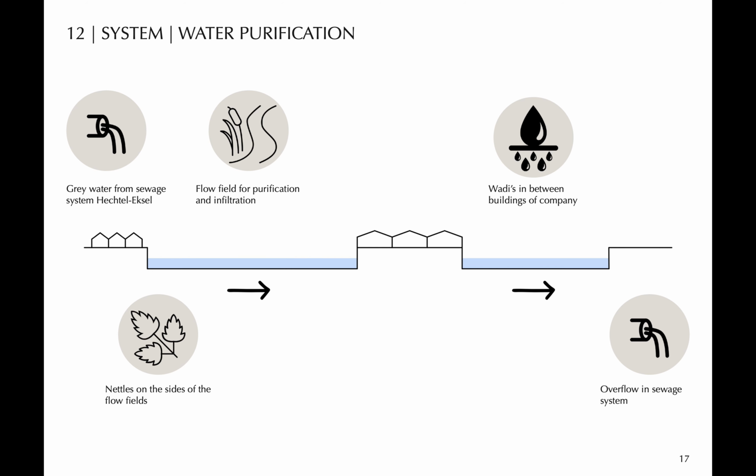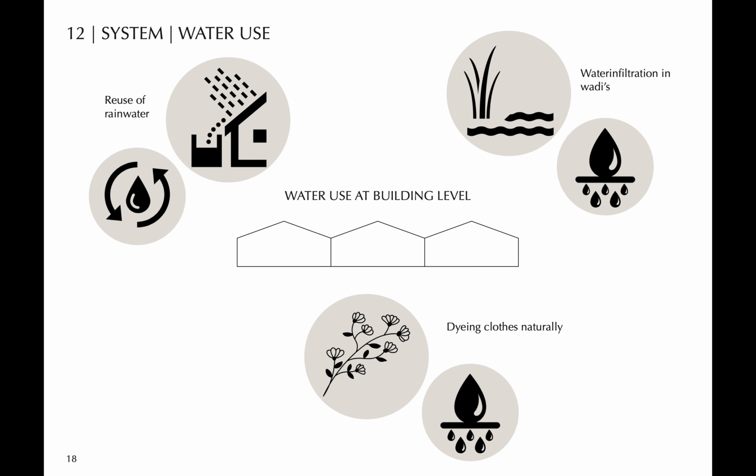The purified water can then end up in wadis, where it can infiltrate evenly, with an overflow into the existing sewage system. These wadis will be integrated into the design of the processing company on the former military base. At the building level, there are still a number of interventions that can improve the water problem, such as the reuse of rainwater and the dyeing of textiles in a natural way.